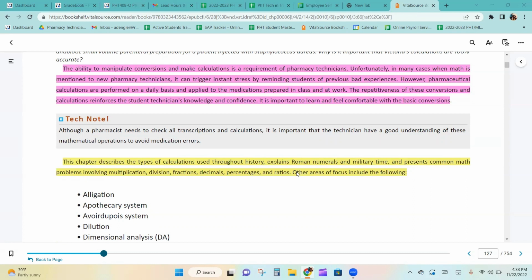However, pharmaceutical calculations are performed on a daily basis and applied to the medications prepared in class and at work. The repetitiveness of these conversions and calculations reinforces the student's technician's knowledge and confidence. It is important to learn and feel comfortable with the basic conversions.